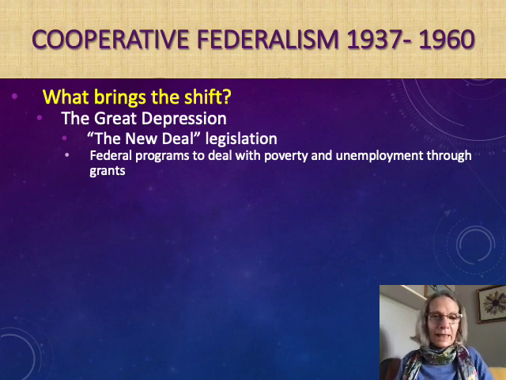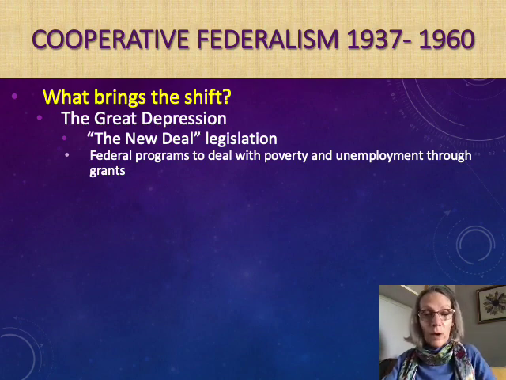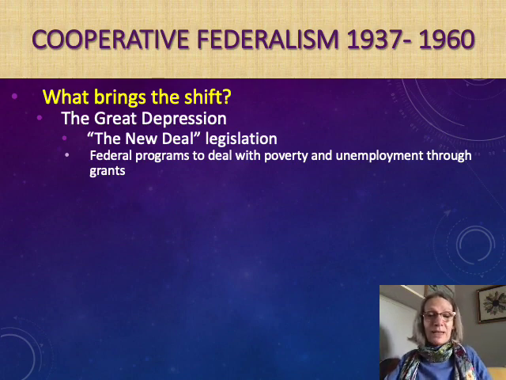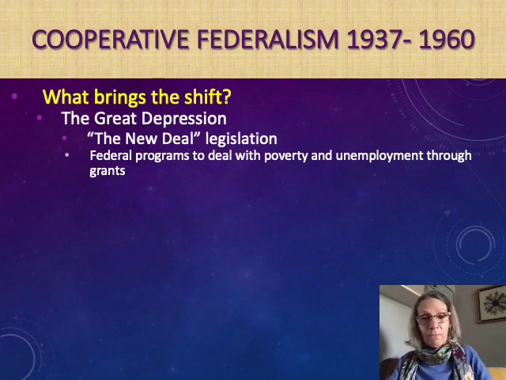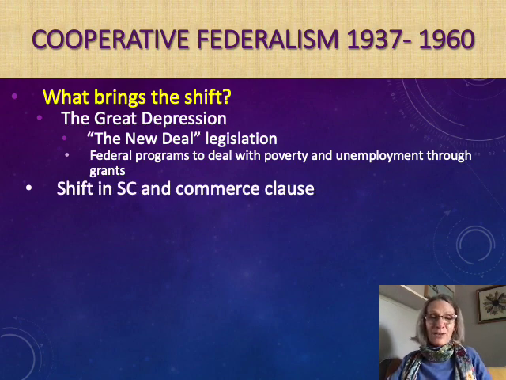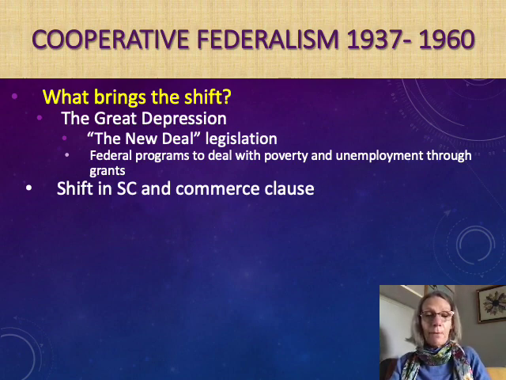And the way that was achieved was that the federal government gave states grants that they could use in order to deal with these problems. Very similar to what went on after COVID, right? Where the federal government was giving states money in order to deal with the economic fallout from the COVID pandemic. So that's one thing that happened, right? A great economic crisis, and suddenly the national government and the states had to work together to solve that problem.